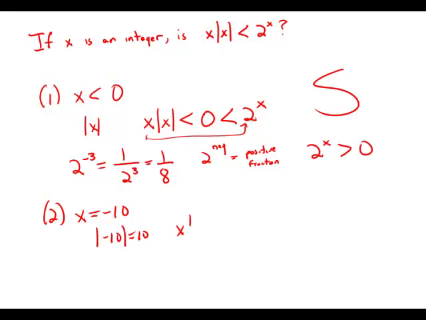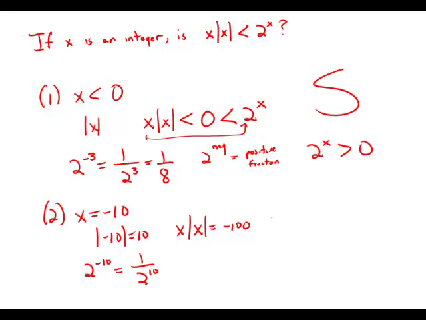So x times absolute value of x is negative 100. Well, meanwhile, 2 to the negative 10th, we don't know what that is. In fact, we don't need to figure that out. But we know it's going to be a positive fraction. It's going to be 1 over 2 to the 10th. That's a number much smaller than 1, but it is larger than 0.